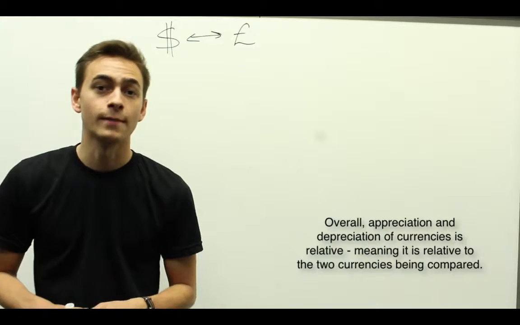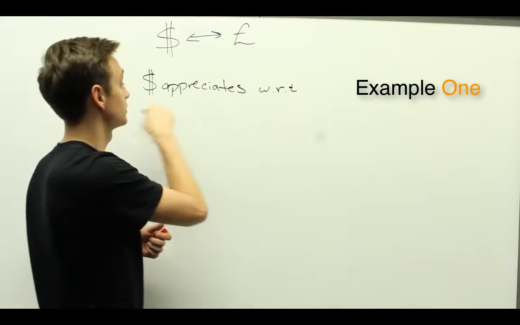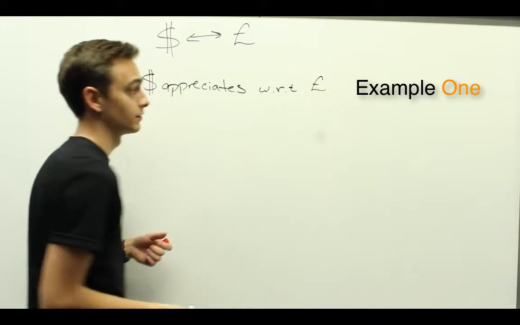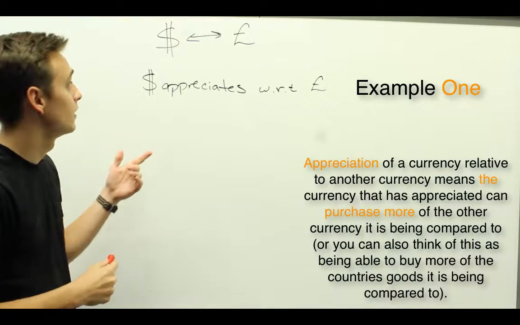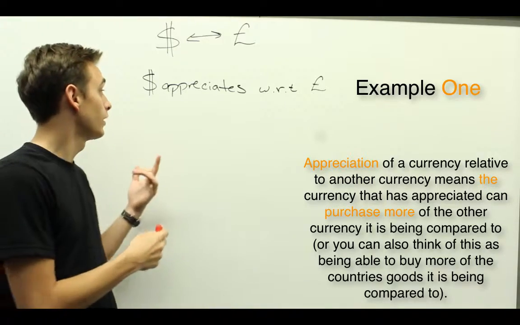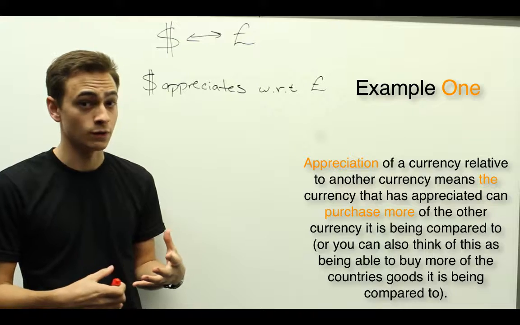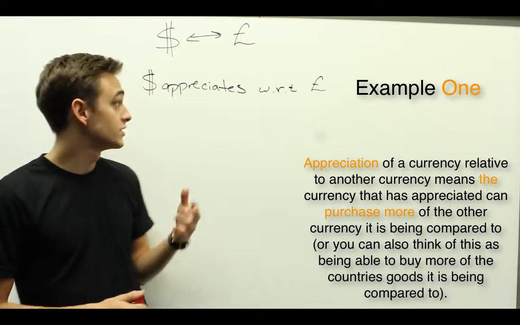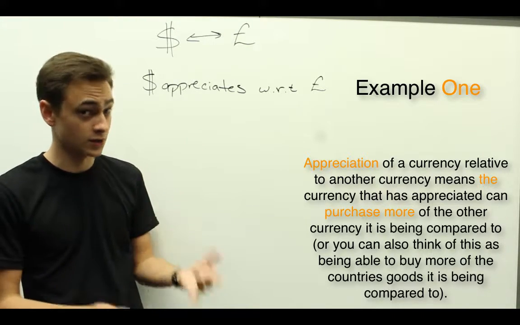Okay, so let's look and see what happens when the dollar appreciates relative to the pound. This means the dollar appreciates with respect to the pound, Great Britain's currency. The value of the dollar goes up compared to pounds. So with a set amount of dollars, you can now buy more pounds than you could before, which means you can buy more British goods.